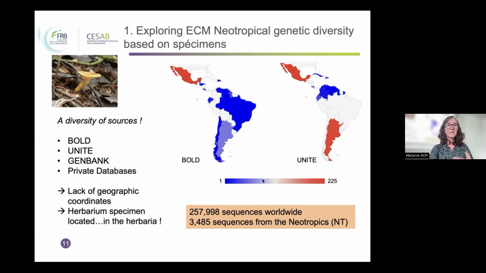A lot of this information missed the geographic coordinates, and moreover, there are a lot of specimens sequenced from herbaria that are deposited in the USA, for example, and do not have the specific location from Colombia or from Bolivia. So we had a diversity of sources, but still we managed to make a huge dataset of more than 250,000 sequences worldwide, gathering all sequences we had from ectomycorrhizae. And from the neotropics, there is much less, only about 3,500, but still there.